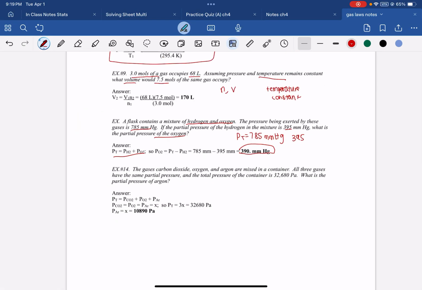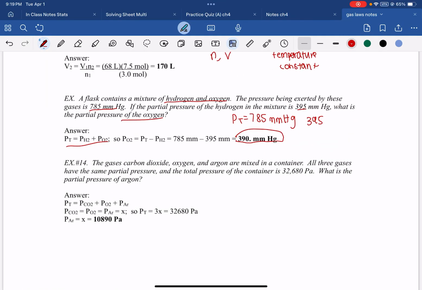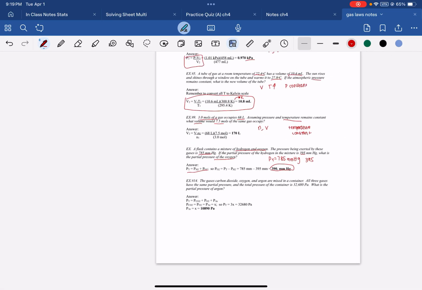And the last example is again about Dalton's partial pressure law, so I recommend you solve it by yourself.